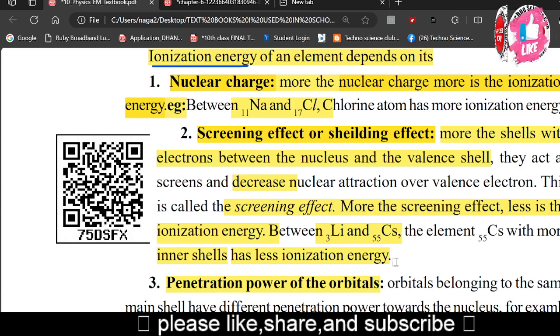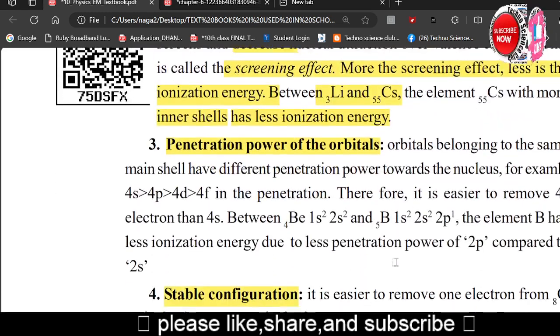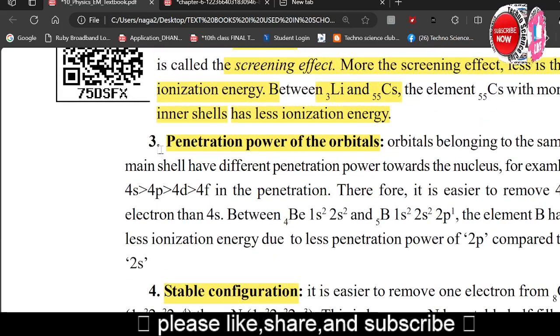So this is the second factor that affects ionization energy. If the screening effect is less, ionization energy is more. If the screening effect is more, ionization energy is less. The third factor that affects the ionization energy is penetrating power. The penetrating power of an orbital: there are 4 orbitals in the 10th class.